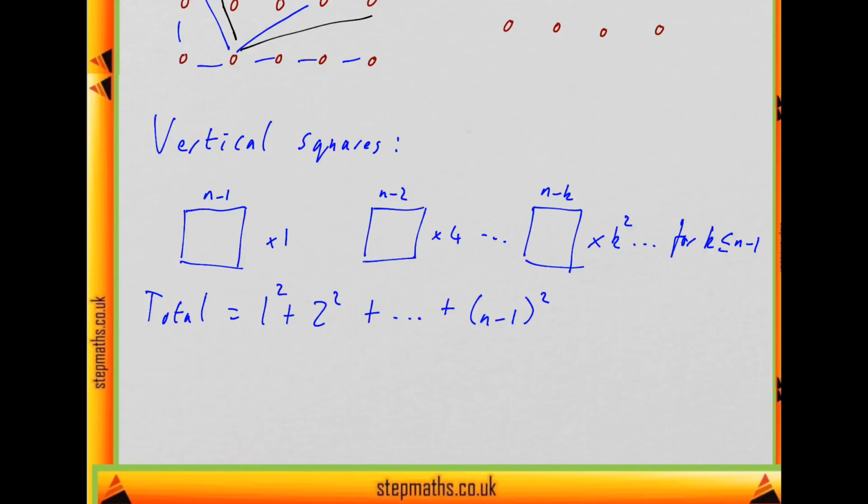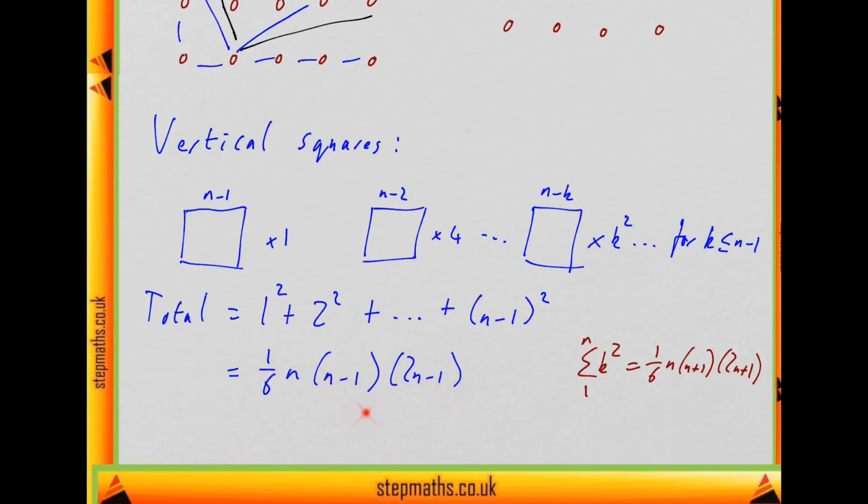And in the question they actually give us a hint. They give us the sum of k squared and the sum of k cubed from k equals 1 to k equals n. So this is where we're using the k squared part. And they give us a formula. The formula is the sum from 1 to n of k squared is a sixth times n plus 1 times 2n plus 1. But here, instead of n on top, I've got n minus 1. So this is going to be n minus 1. This is going to be n. This is going to be 2 times n minus 1, that's 2n minus 2, plus 1 is 2n minus 1. So the answer I get at the end is a sixth n minus 1, 2n minus 1. So that's for the vertical squares.